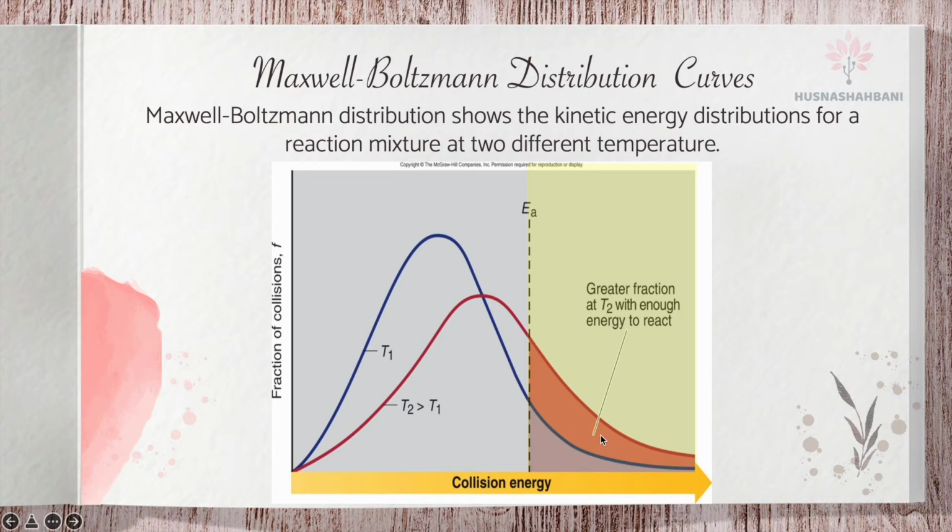this shaded area for temperature 2 has a greater fraction of collision than temperature 1. This red area has a greater fraction of collision. This is the fraction of collision on the y-axis. Temperature 2 has a greater fraction of collision. This is because higher temperature has more kinetic energy, so the molecules which have more kinetic energy will collide more. So that's why temperature 2 has a greater fraction than temperature 1. This area is for temperature 1, this is for temperature 2. It has a greater fraction for temperature 2 because it has higher kinetic energy.